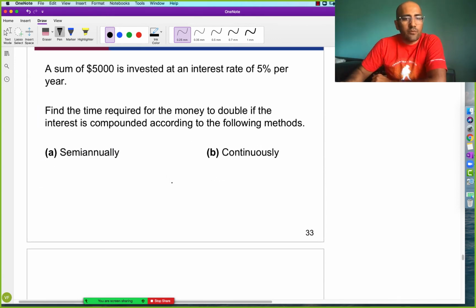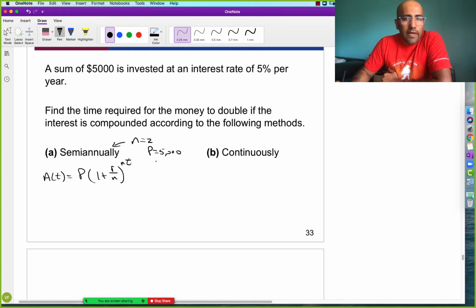Okay, so let's look at our formula for this one. The balance of my account is going to be the principal, P, times 1 plus r divided by n, to the power of nt. And for semi-annually, that means that n equals 2, and we know that P equals 5,000, and r equals 0.05. We're looking for t, the time it takes for the principal to double. So I know that the output should be twice the original principal amount, twice P, so it should be equal to 10,000.